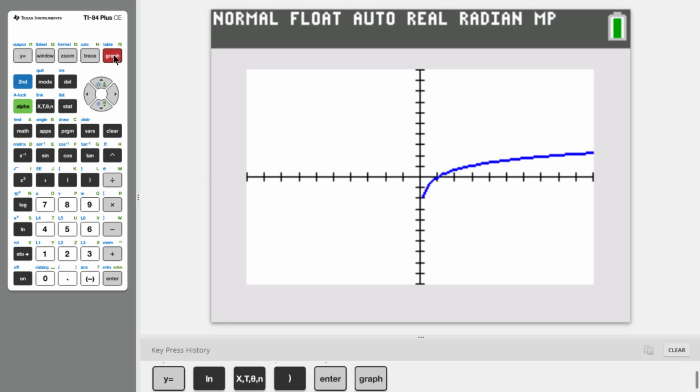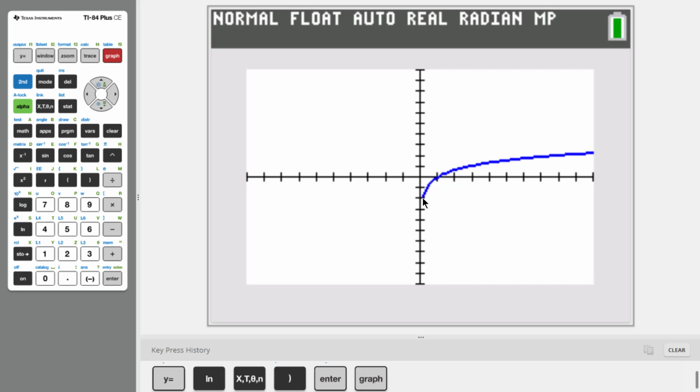So now we can see the graph of natural log of x. It looks very similar to the graph of log of x. Again, it looks like the graph stops right next to the y-axis, but remember, there's a vertical asymptote right on top of the y-axis, and the graph continues downward towards negative infinity as x gets closer to 0.